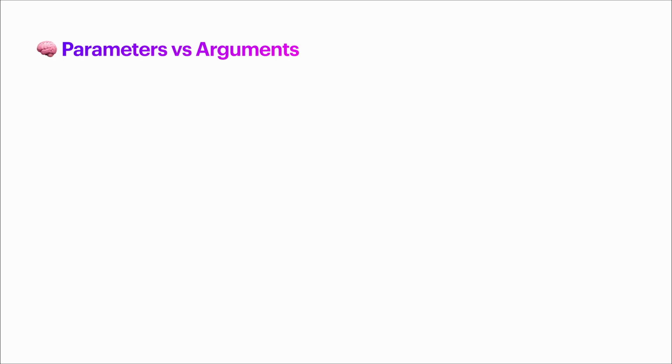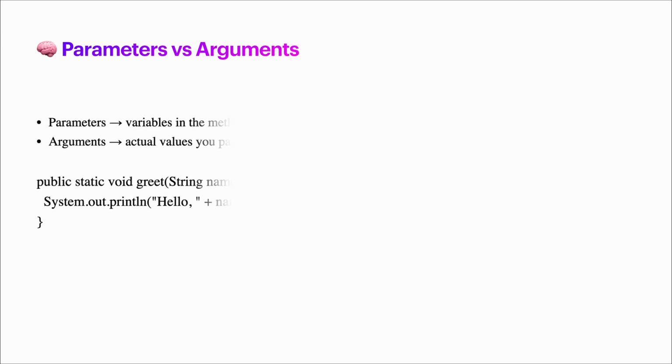Parameters versus arguments. Parameters are variables in the method definition. Arguments are the actual values you pass when calling the method. Okay, now let's see with the example below.